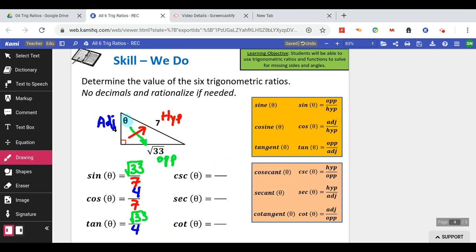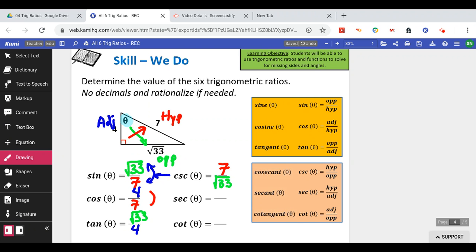So to get the cosecant, we have to flip this 1. What does that mean? It means that the numerator, which is square root of 33 from sine, becomes the denominator, and I would put it at the bottom, and the 7 that I have in the denominator of sine, which is right there, would move to the top.